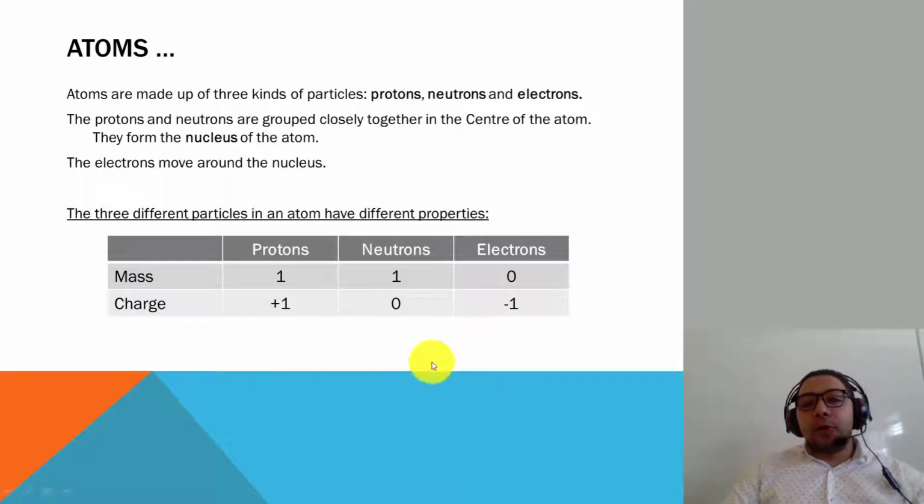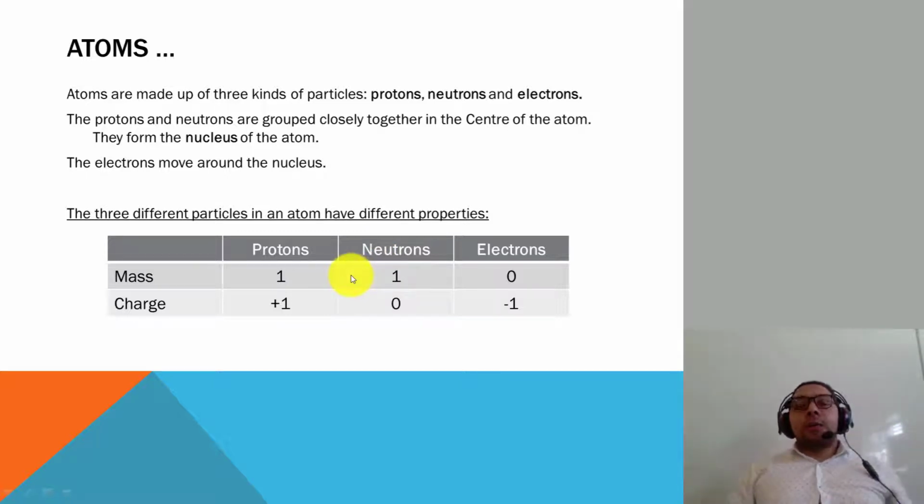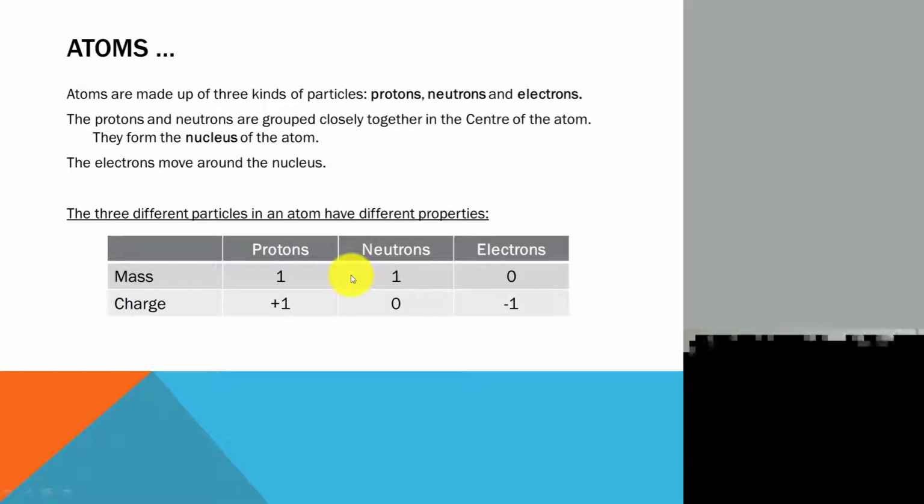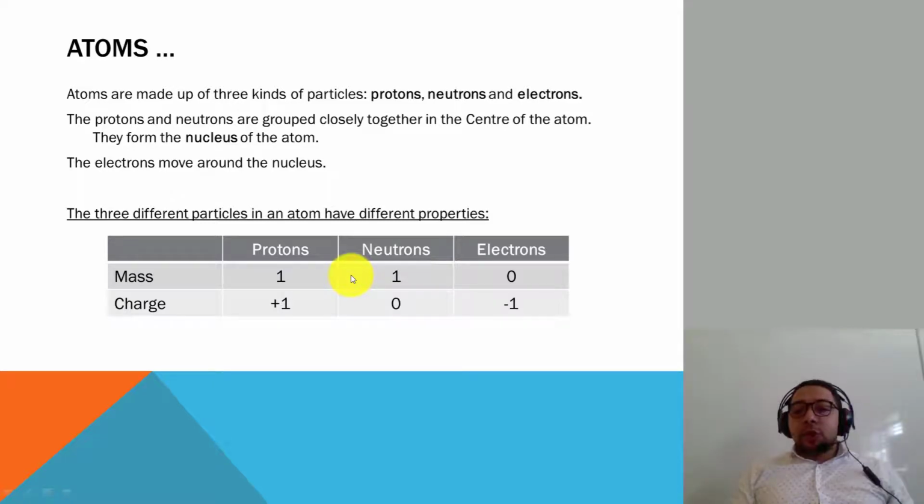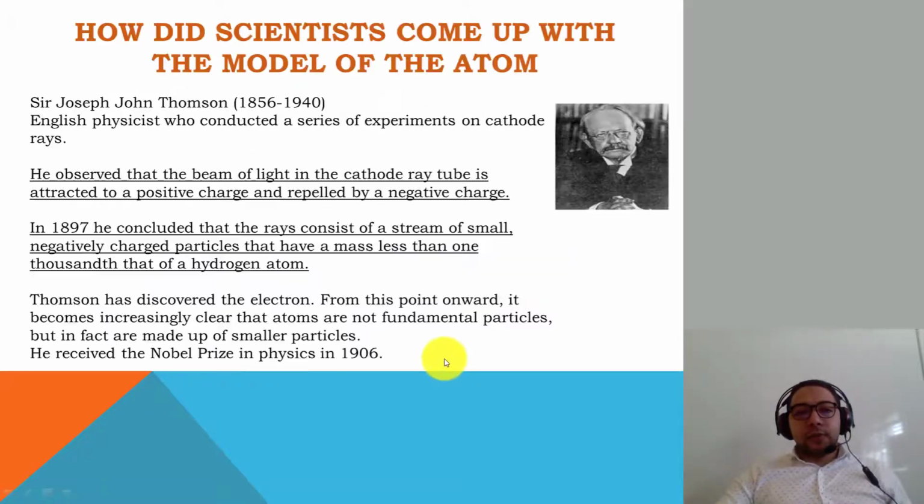So when you compare between the 3 particles, we can say that the mass of the proton is 1, neutron 1, or we can say that the 2 particles which are building up the mass of an atom are the proton along with neutron. While electron can be neglected because it has a very, very small value. So when it comes to the charge, proton is positive, neutron no charge, and electron takes a negative charge.